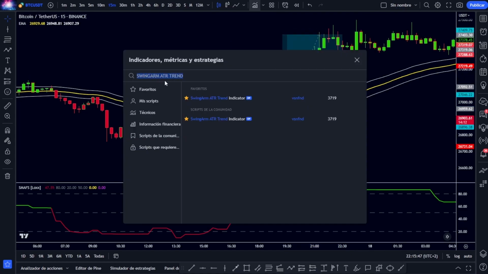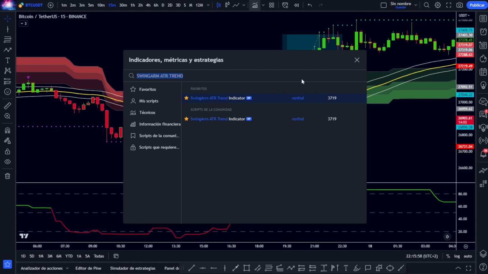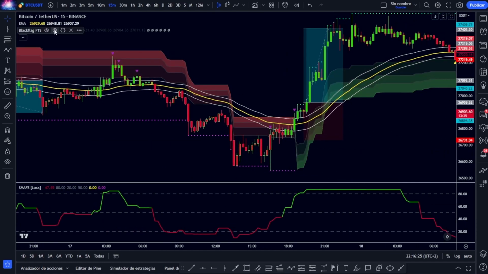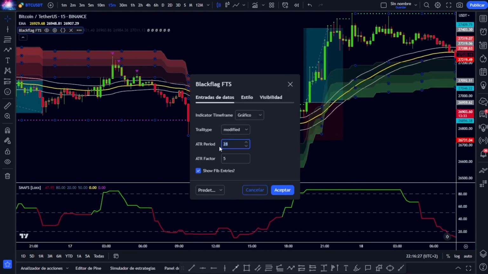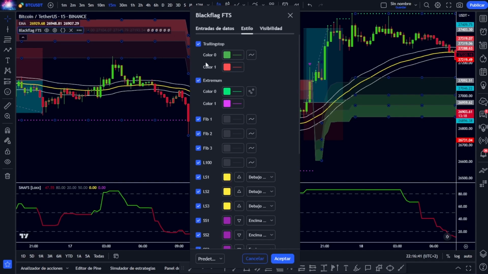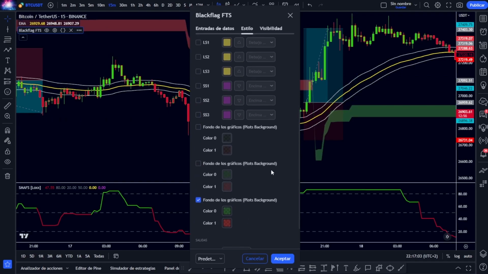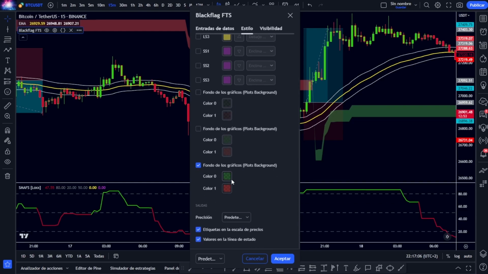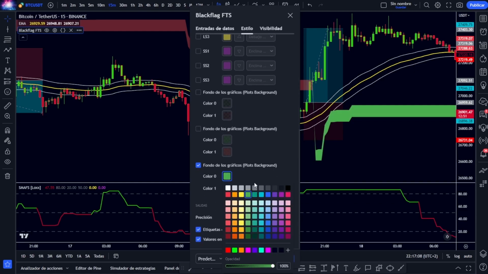Finally, we place a third indicator, the swing arm ATR trend, which as you can see is even in the selection of the editors. We place it and it will appear something like this. In this case, we go to configuration, we place the ATR period in 200, and we raise the factor to 8. Then in the style part, we are going to remove absolutely everything except for this part below. That is to say, we have removed everything except this. We raise the opacity so that it is visually clearer, and we would already have it.